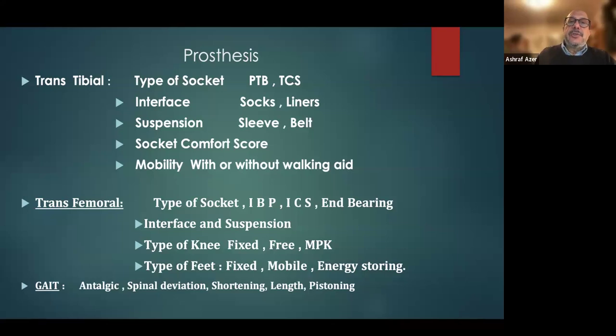And then you talk about a socket comfort score, and then you see the patient walking, with or without aids, and you comment on the gait deviation. Transfemoral is the same, but you need to add the type of the knee and the type of the foot. Again, at the end, you comment on the gait: either it is antalgic, spinal deviation, shortening or length, or pistoning. I presume that you know this terminology. Please stop me if you don't know anything so I can proceed. Is that okay?